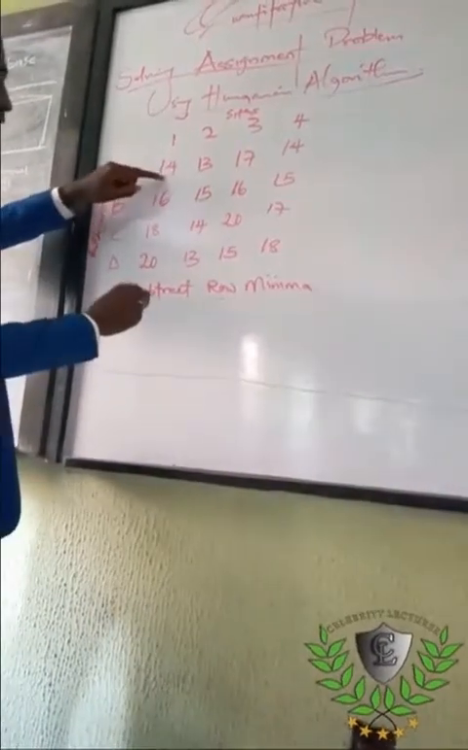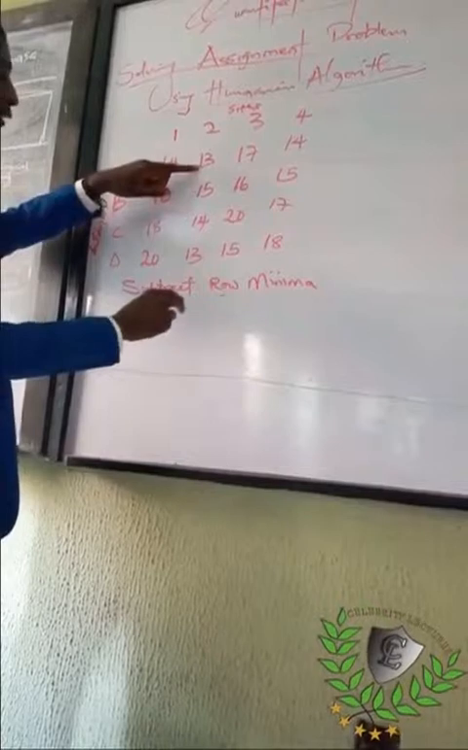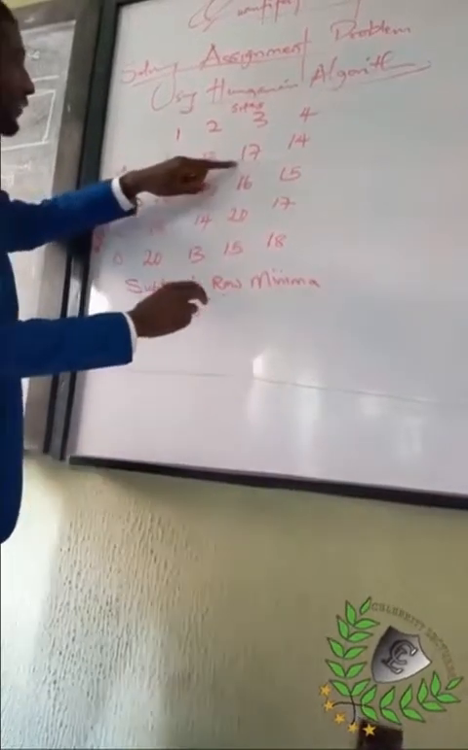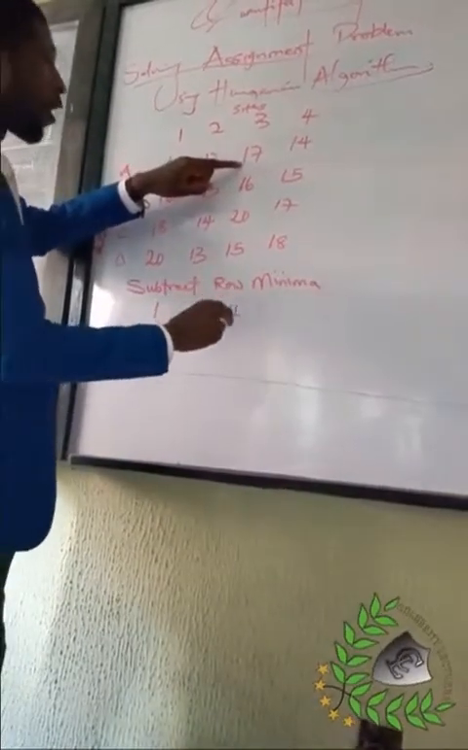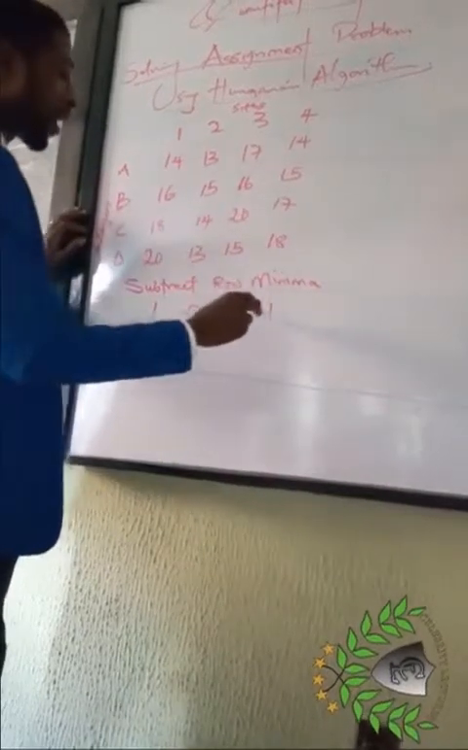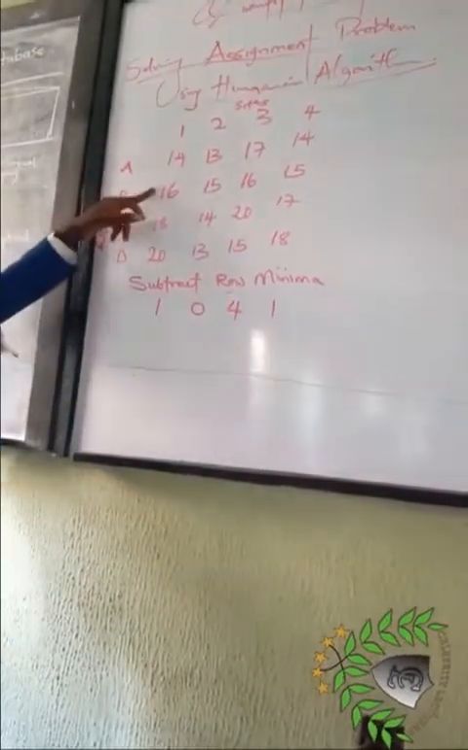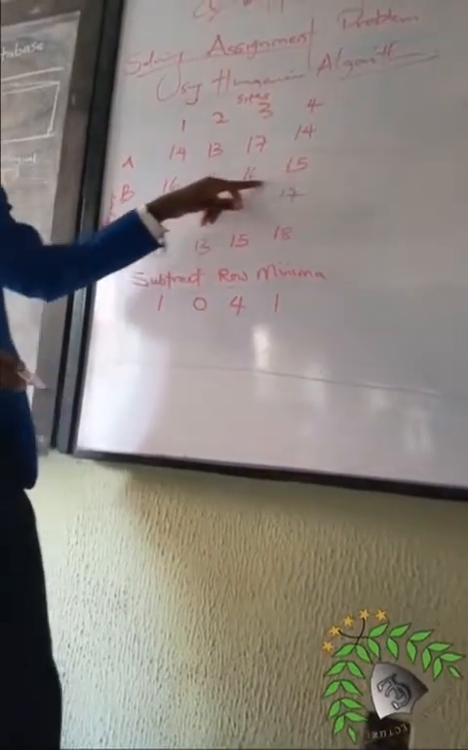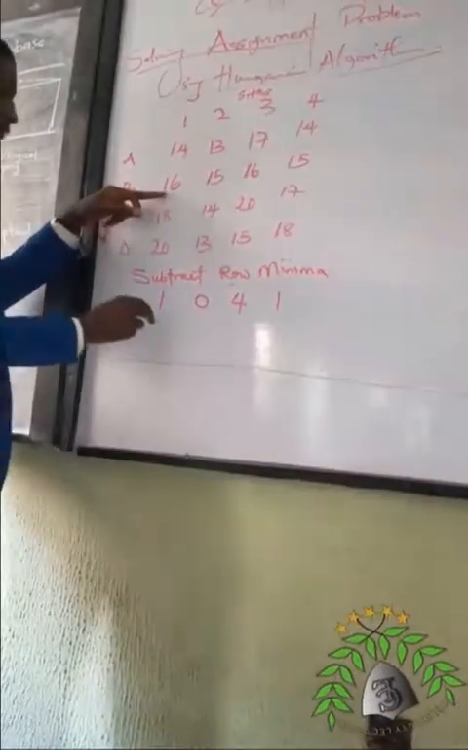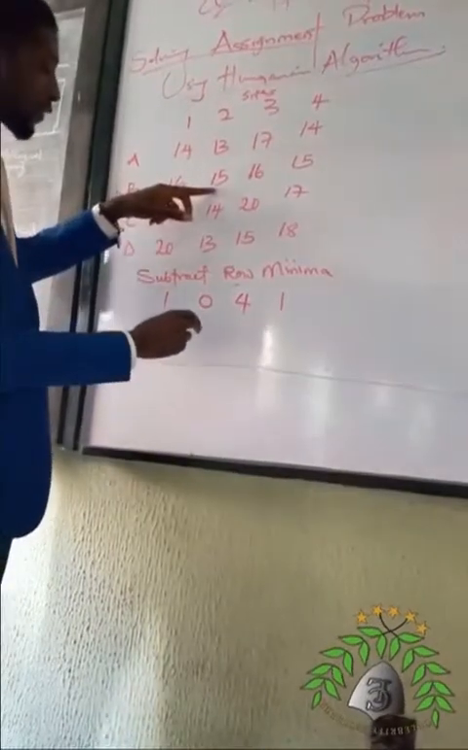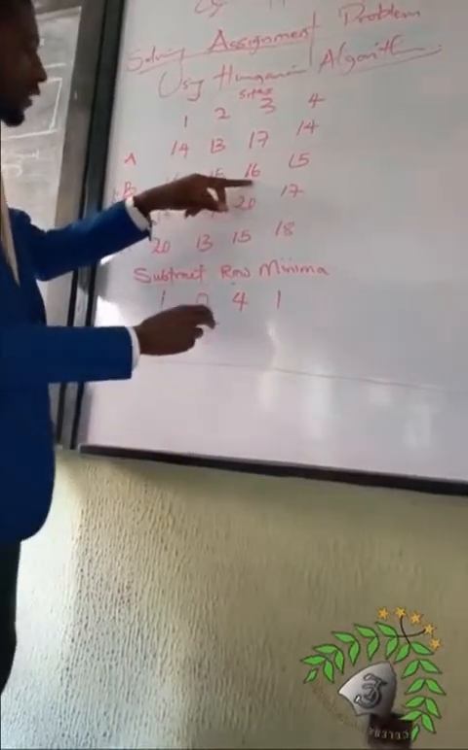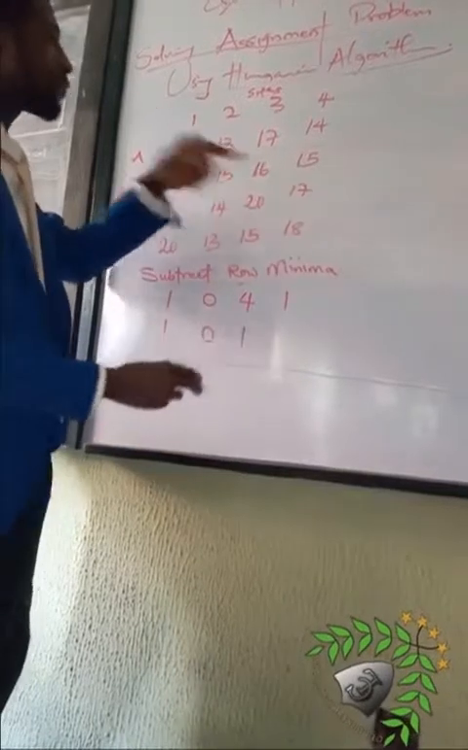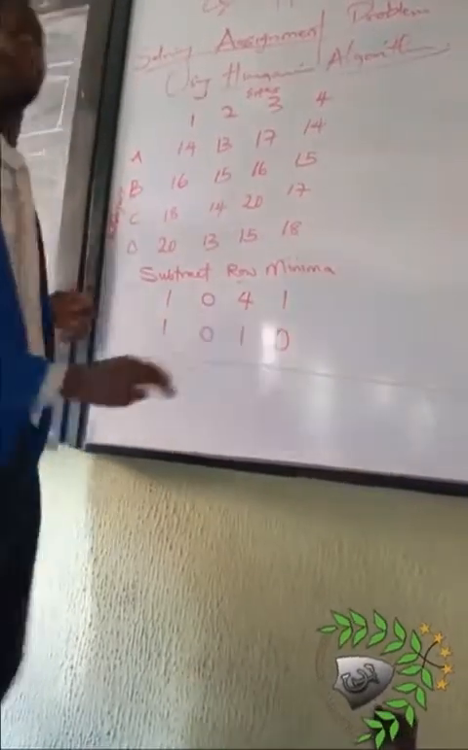I'll move to the next one. The lowest here is 15. 16 minus 15, 1. 15 minus 15, 0. 16 minus 15, 1. 15 minus 15, 0. Then I move to the third row. The lowest here is 14. 18 minus 14, 4. 14 minus 14, 0. 20 minus 14, 6. 17 minus 14, 3.